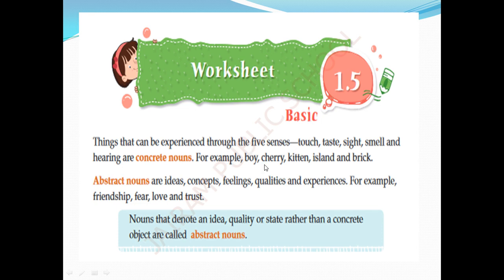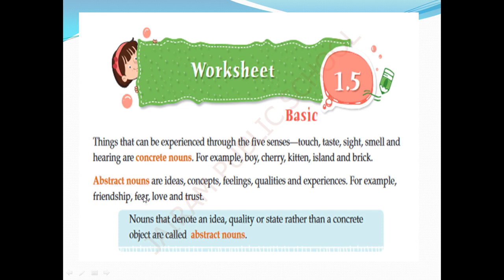For example, we can see a boy. We can talk with him. When the boy is talking, we can hear him. For example, a kitten. We see the kitten, we play with it, we touch the kitten. So our senses are working. So this is all about concrete nouns.